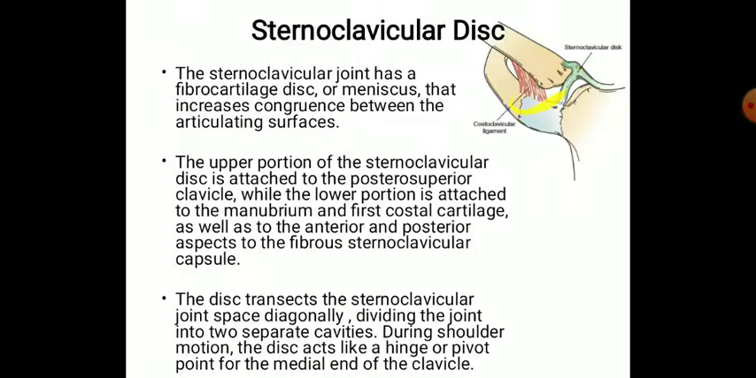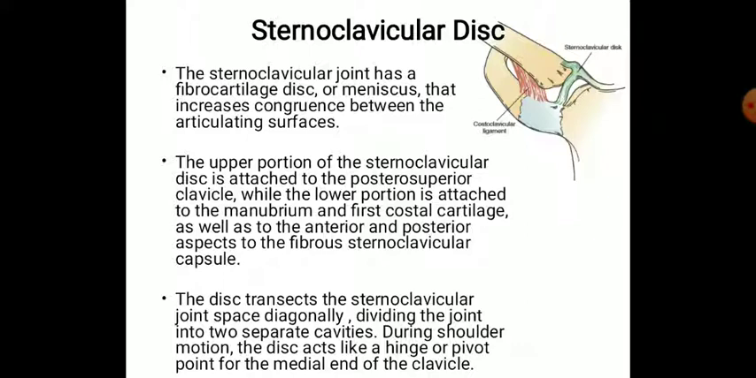So as you can see in this picture, the upper portion of the disc is getting attached to the posterior superior clavicle. That means in the clavicle bone, the middle head of clavicle, the disc is getting attached behind and in the superior region. So that's the upper attachment of this disc.